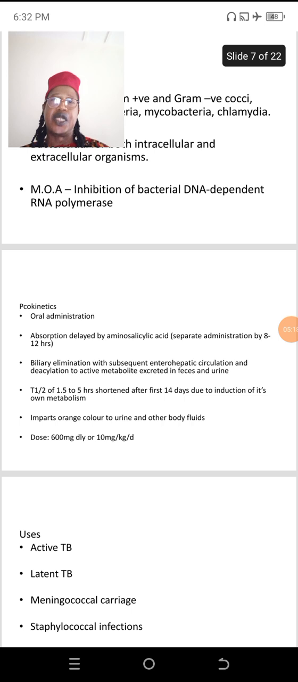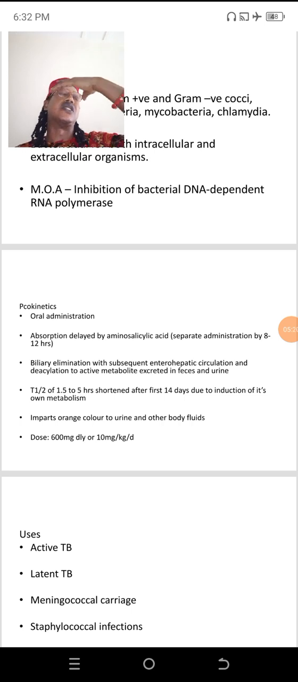Administration of rifampin is via the oral route, and its absorption is delayed by aminosalicylic acid. It is eliminated through bile, but it is subject to enterohepatic circulation, and during enterohepatic circulation, it is deacylated to active metabolites which are excreted in the feces and urine.